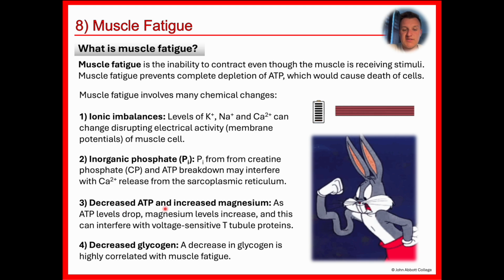Another, studies show decreased ATP goes in tune with increased magnesium levels. As ATP levels drop, magnesium increases, and this can interfere with voltage sensitive T-tubule proteins. That might be one of the other reasons why your muscle stops.